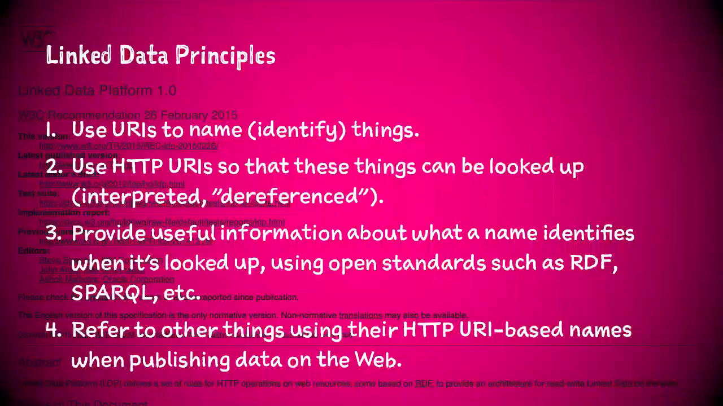Use HTTP URIs so that these things can be looked up, so that I can point my web browser at it and actually get something. That's pretty cool. And then provide useful information about what a name identifies when it's looked up, using open standards such as RDF and SPARQL. Don't worry about SPARQL for now, for real. And then refer to other things using their HTTP URI-based names when publishing data on the web.